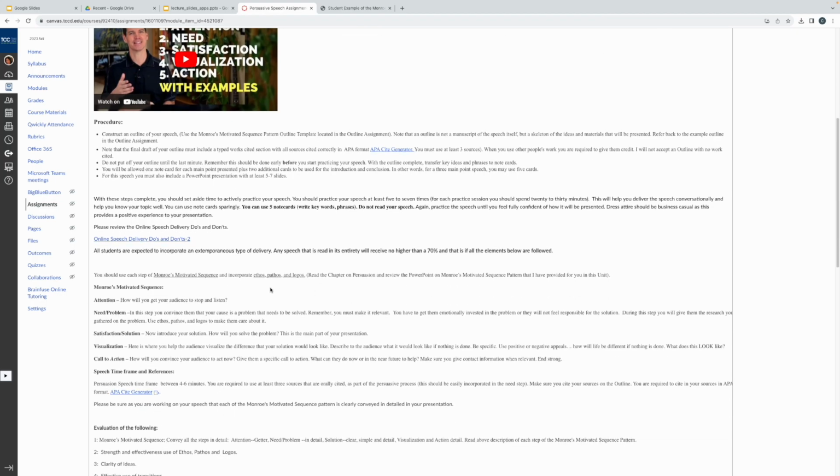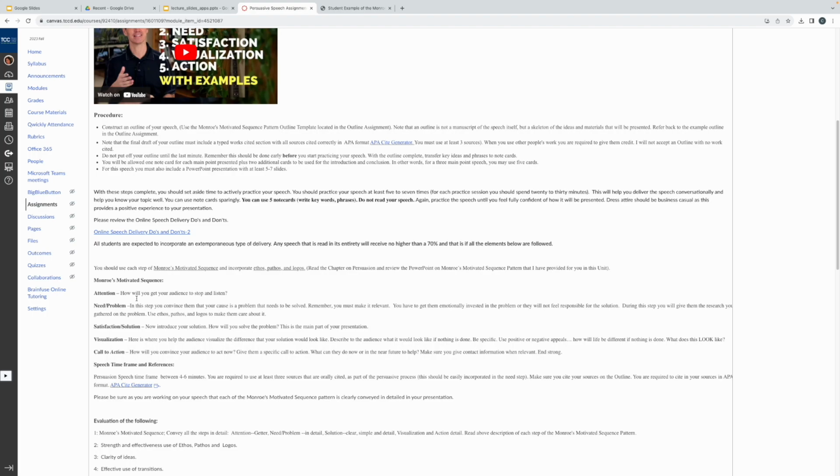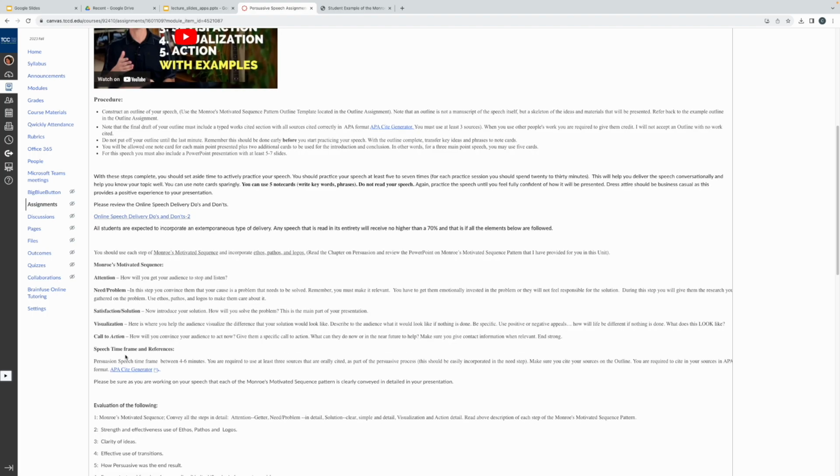If you've read chapter 17, then you would know that ethos, pathos, and logos are to be incorporated in your persuasive speech. These are the 5 steps of the Monroe's motivated sequence pattern. The first step is the attention. The second is the need, the problem. The third is the satisfaction, the solution. The fourth is the visualization. And the last step, the fifth, is the call to action.